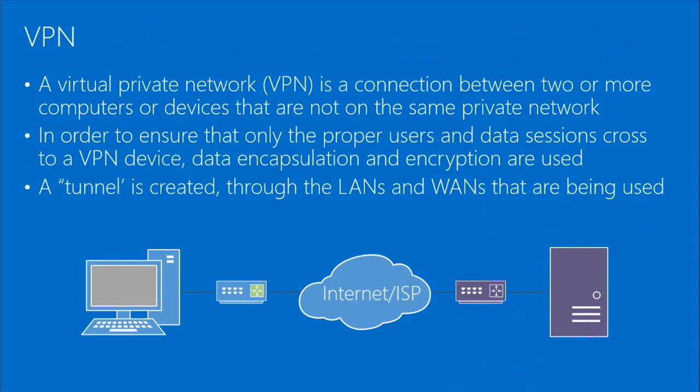VPN, Virtual Private Network, is a connection between two or more computers or devices that are not on the same private network, that basically have a private conversation. In order to ensure that only the proper users and data sessions cross to a VPN device, data encapsulation and encryption is used. A tunnel is created from the client to the server through the LANs and WANs that are being used. At that point, the LAN and WAN are just vehicles that this tunnel uses.